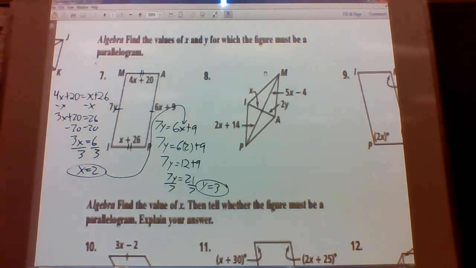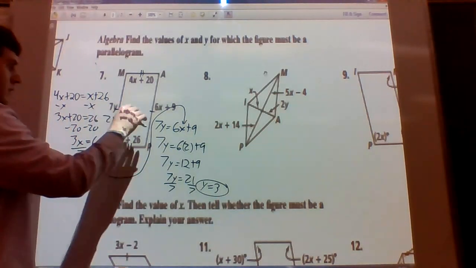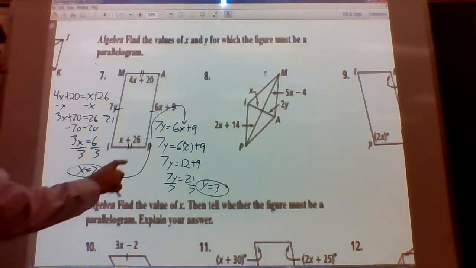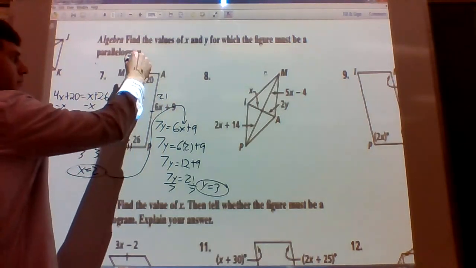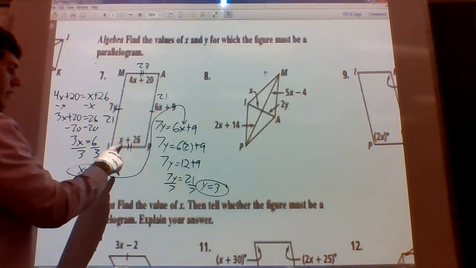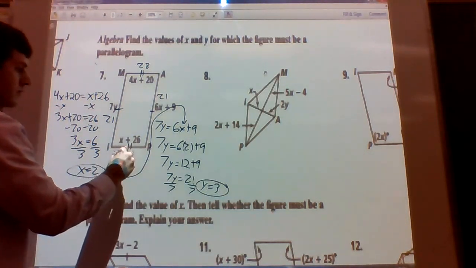We can substitute back in just to make sure we got it right. 7 times 3 is 21. 6 times 2 is 12. 12 plus 9 is 21. 4 times 2 is 8. 8 plus 20 is 28. And 2 plus 26 is 28.